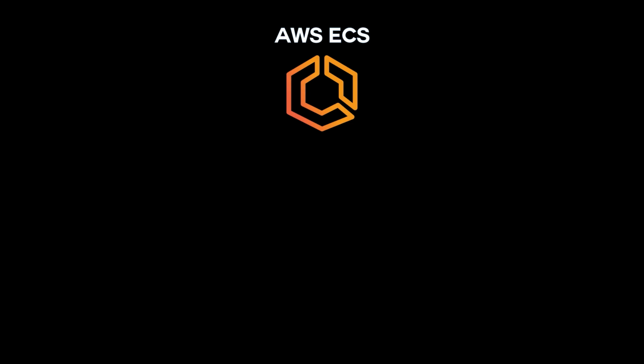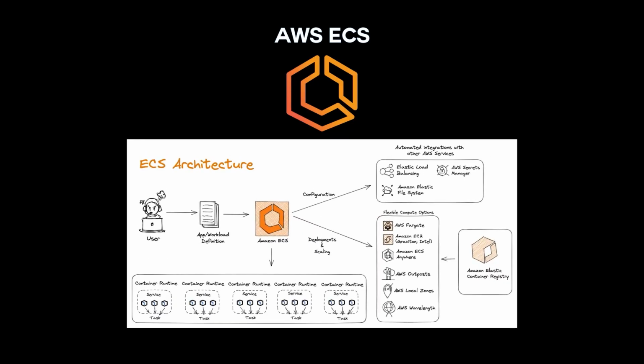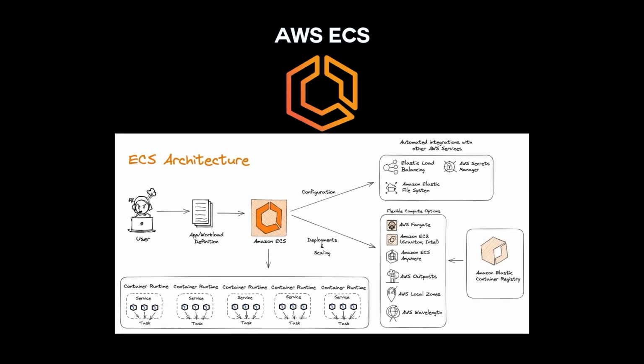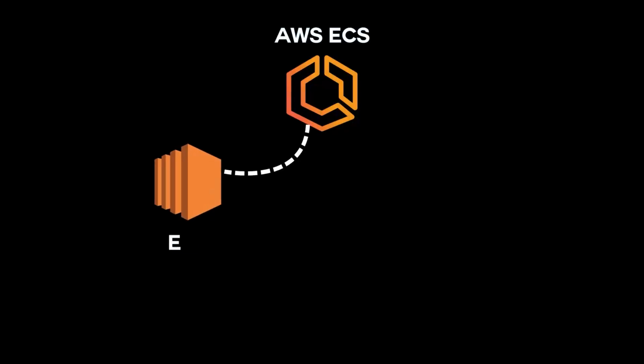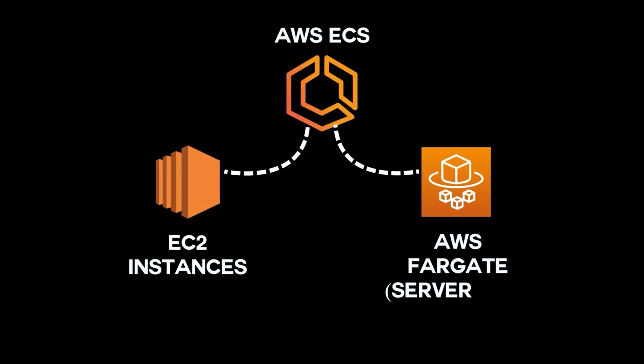In this video, we will take a look at AWS ECS. It is a fully managed container orchestration service by AWS. It allows you to run and scale Docker containers on a cluster of EC2 instances or by using AWS Fargate, which is serverless. Now, let's understand how it works.